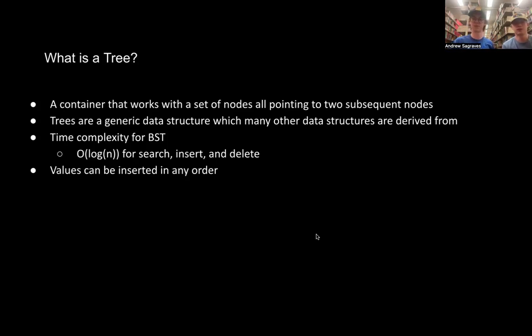Okay, so first of all, why talk about trees? Trees are like the most basic data structure. Pretty much everything builds off of them. If you look into our map video, they're built off trees. Everything uses them in some facet. Trees are a basic container that works with a set of nodes, all pointing to two subsequent nodes. You can basically think of a family tree or just the roots of a tree. They go out, you have one, and then it splits into two more. And then it keeps doing that forever as long as you want to go.